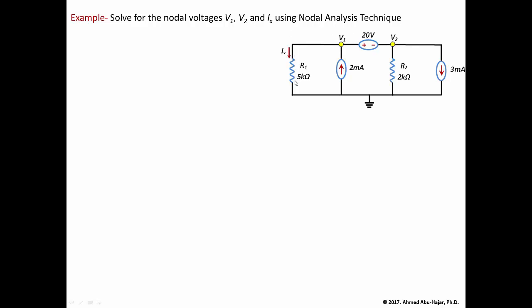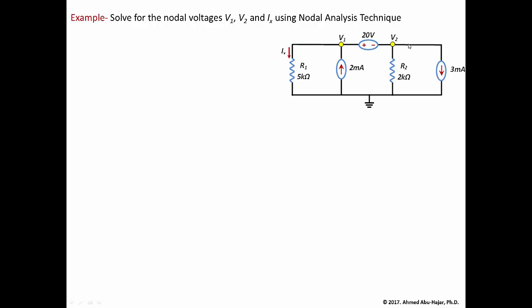We can define the current going through this resistor to be V1 over R1. We know the current leaving this branch, which is the negative 2 milliamp, but we don't know what's the current going through this voltage source, because we don't have any relationship that describes the current going through this voltage source. The resistor's current is defined by Ohm's law. The current source is basically the current going through the circuit, but the current through the voltage source is not defined.